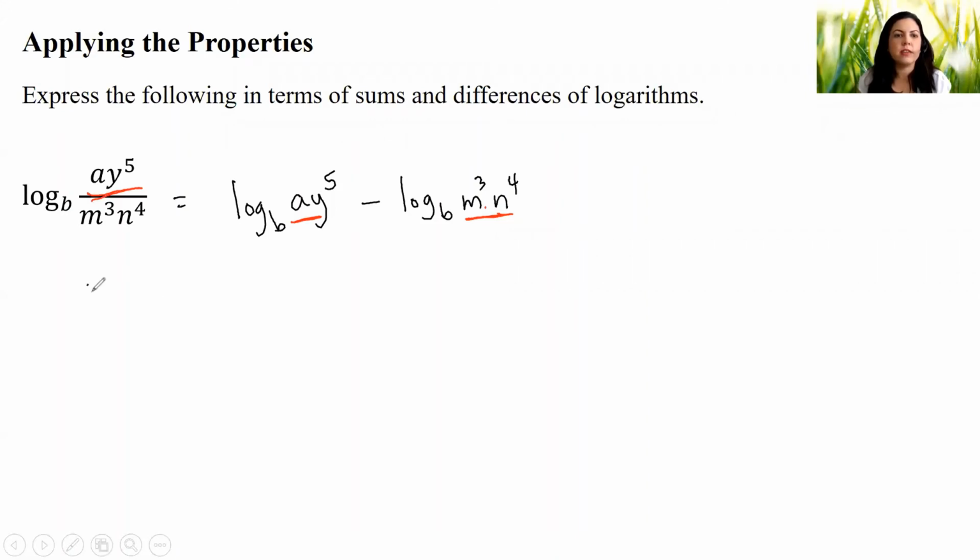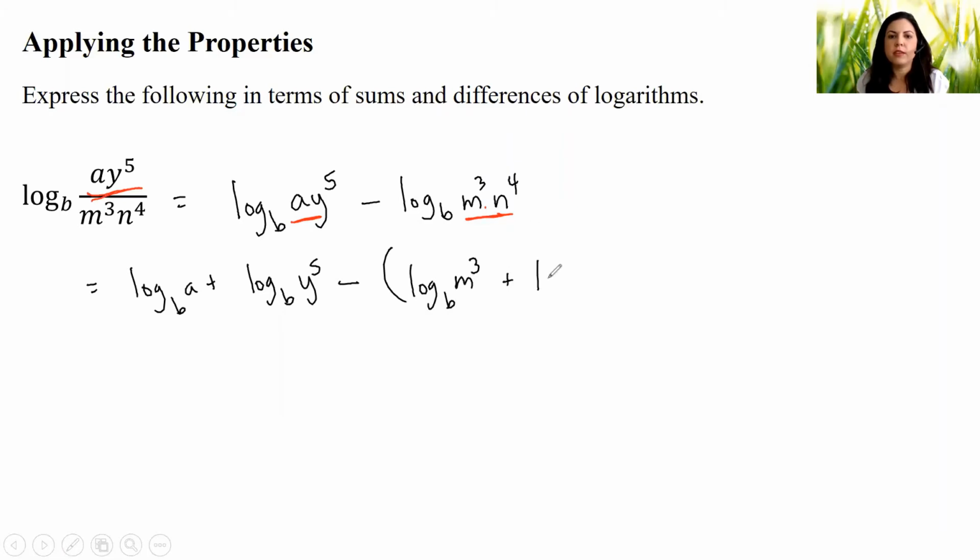So if I do that, this is now going to be log base b of a plus log base b of y to the 5th. Minus, and I'm going to use parentheses here because even after I split this up, I'm still subtracting this entire logarithm. So this is log base b of m to the 3rd plus, because there's a product here, that means we can split it into a sum, log base b of n to the 4th.